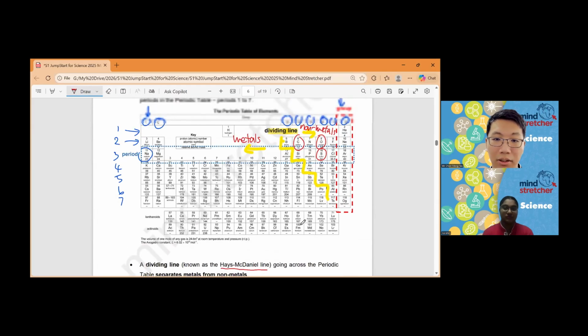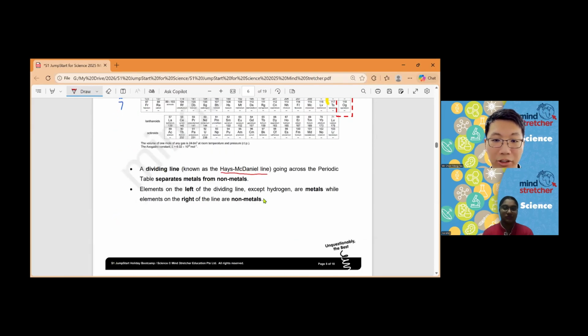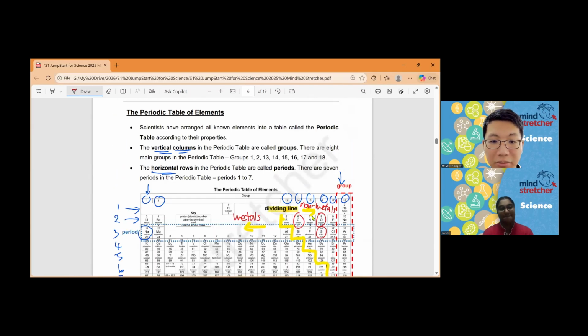All right. Now, one thing that I also want to mention, which is mentioned here: elements on the left of the dividing line except hydrogen are metals. So hydrogen is in the middle here. It's an exception. It's basically a non-metal, but it's placed on the left side. It's a non-metal. Right, that's an exception.